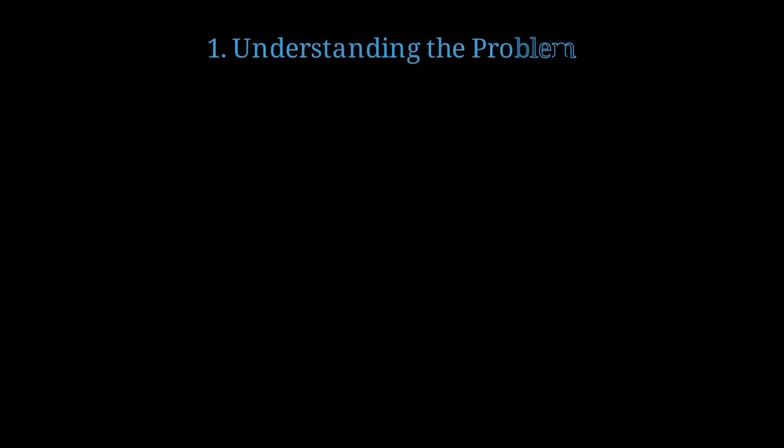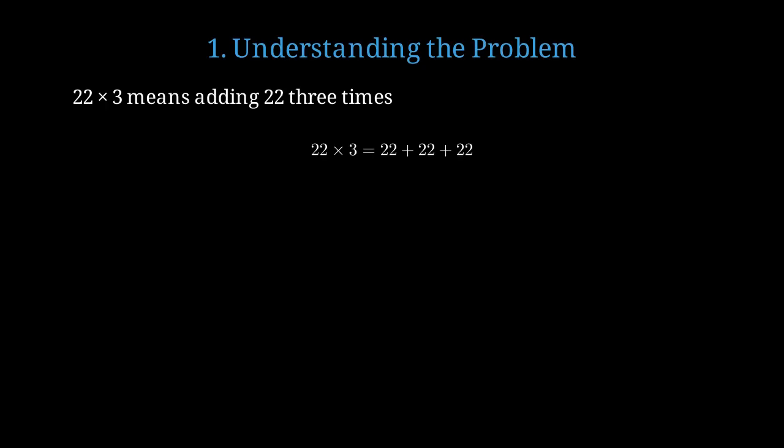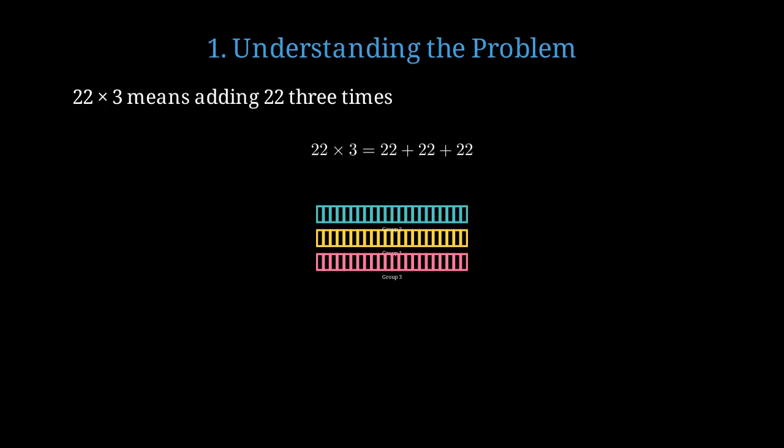First, let's understand what multiplication means in this context. 22 times 3 means we're adding 22 together 3 times. We can write this as 22 plus 22 plus 22. Here we can see 3 groups, each containing 22 items represented by rectangles.